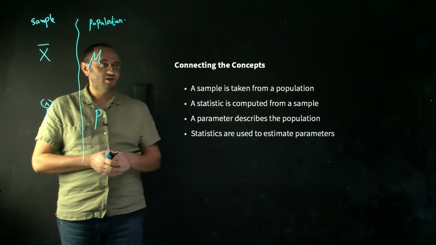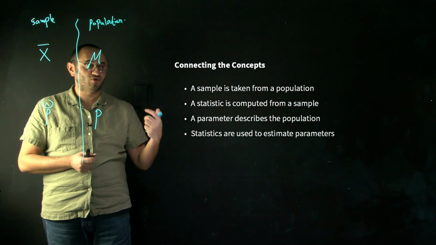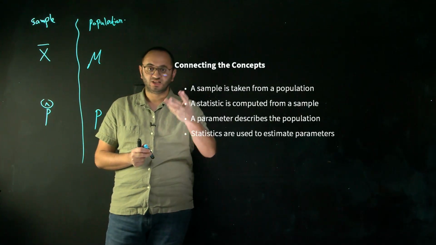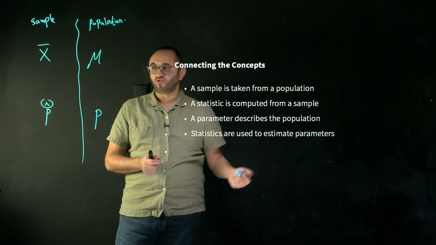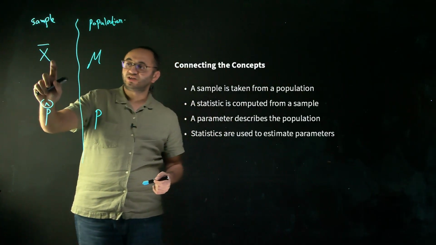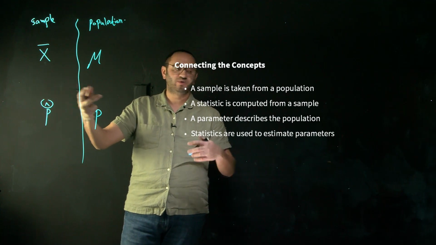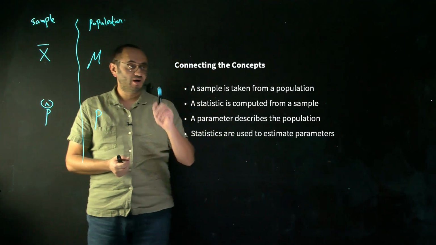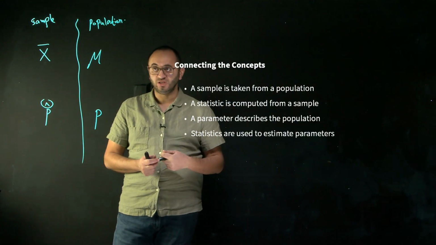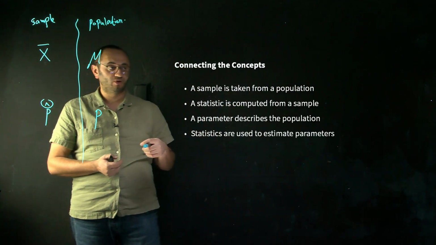All right, so here connecting the concepts, for example, a sample is taken from a population. It's a subset from the population. A statistic is computed from the sample, such as X bar, which is a statistic. We calculate X bar based on a sample of individuals or objects. A parameter describes the population, and statistics are used to estimate parameters.